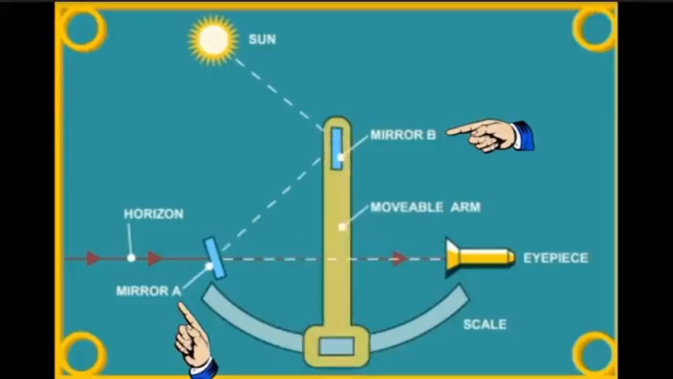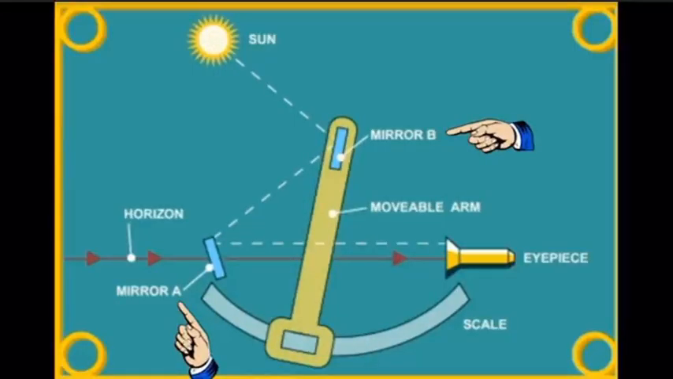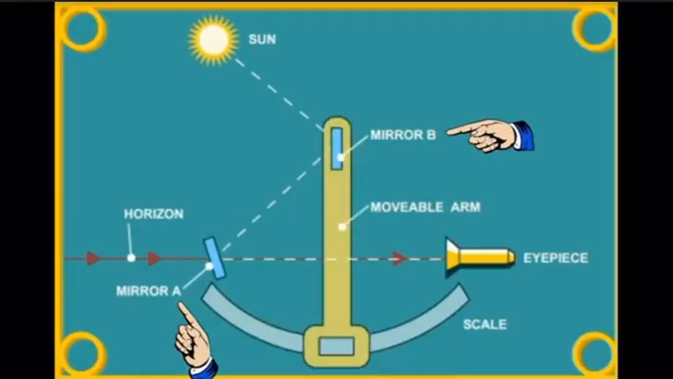What makes a sextant so useful in navigation is its accuracy. It can measure an angle with precision to the nearest 10 seconds. A degree is divided into 60 minutes. A minute is divided into 60 seconds.